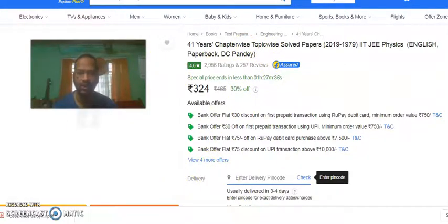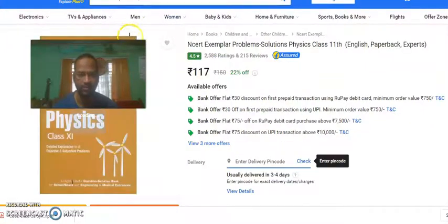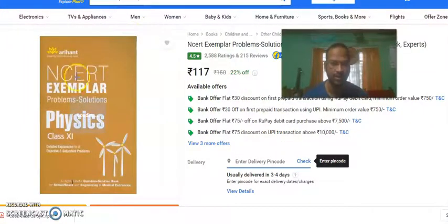Now, to build the concept or for other types of questions, this book is very important: NCERT Examplar books, again by Arihant, the problems and solutions of physics. You can also buy this book if you want. These books are not necessary, but if you want to build your concept more, then you can buy all these books. Now let's move to some Indian writers' books for basic concepts and for competitive examinations.